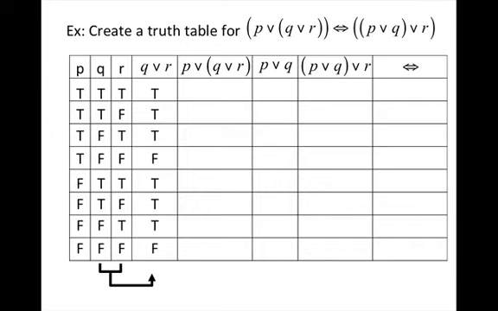Now for P or (Q or R), I compare the P column with the Q or R column that I just filled in. And again, these are connected with an OR. So OR is only false when they're both false. Well, these are only both false in row 8. So for this column, it's true everywhere except the very last row.